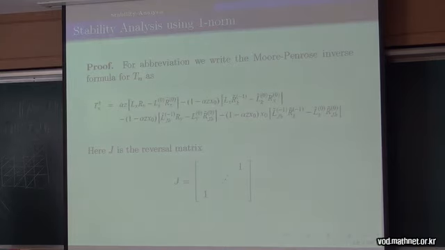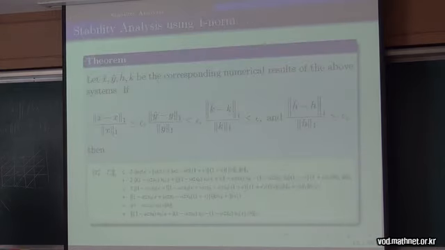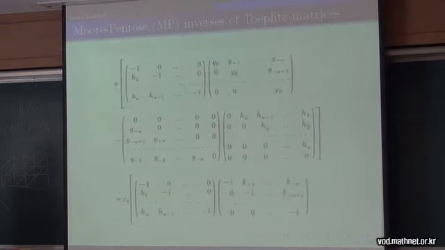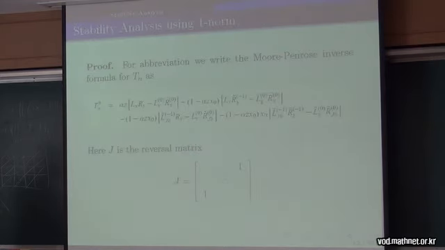And the proof is just some tedious work, I think, because it's complicated. First, we represent these items using these notations. It's easy to understand. L means the lower, R means the upper, and they represent the Tn dagger like this. J is the reversal matrix, because in the representation of the matrix, maybe x and y are in a different order. So we write Tn dagger like this, and we can estimate the norm.